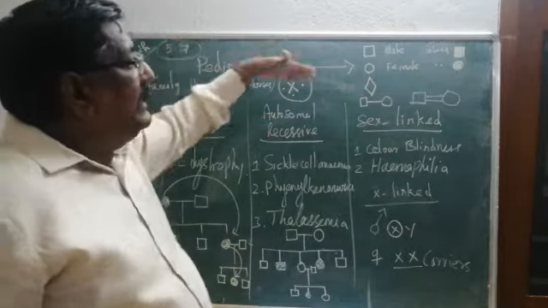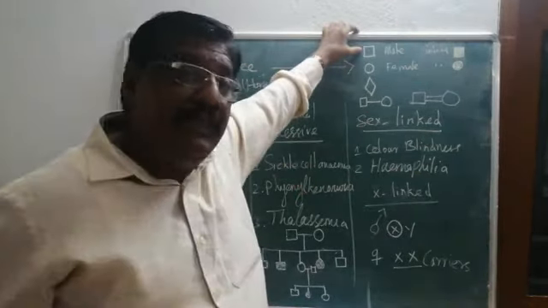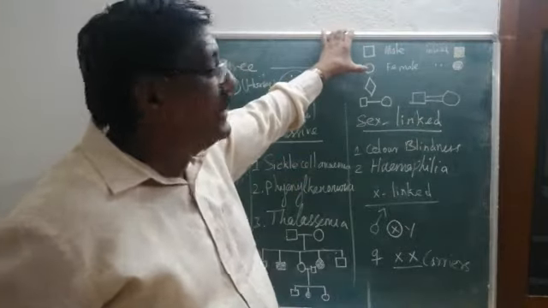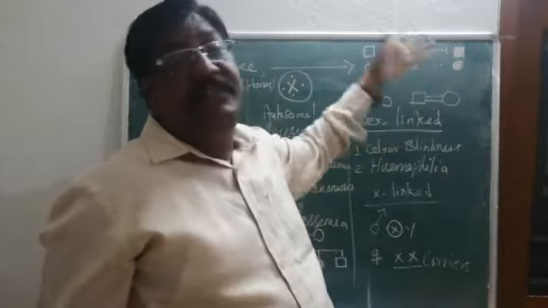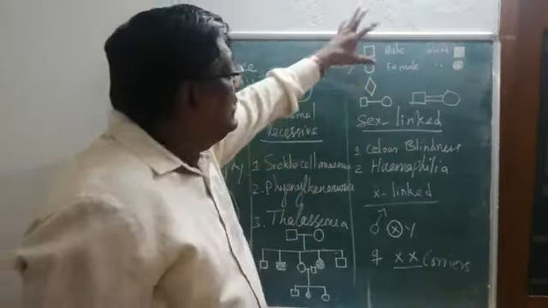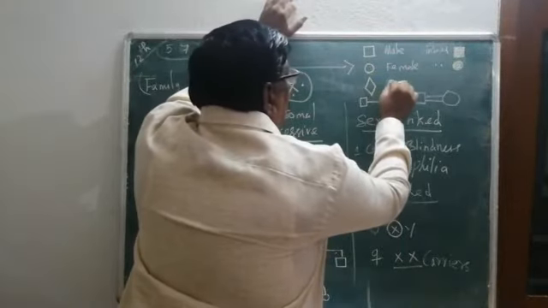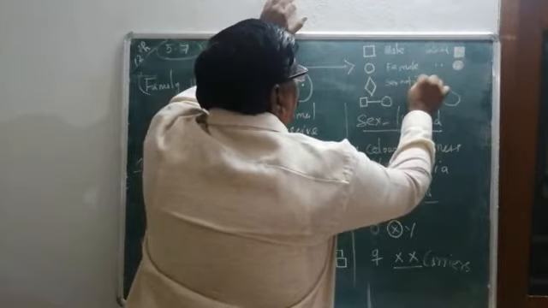Then this pedigree, later it was introduced in genetics, and this box is a symbol which denotes male, and this round symbol denotes female. If it is colored, it is infected. Okay. And this is the sex not identified.